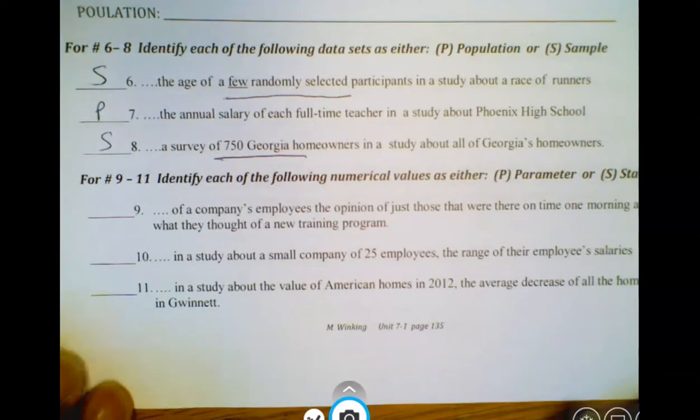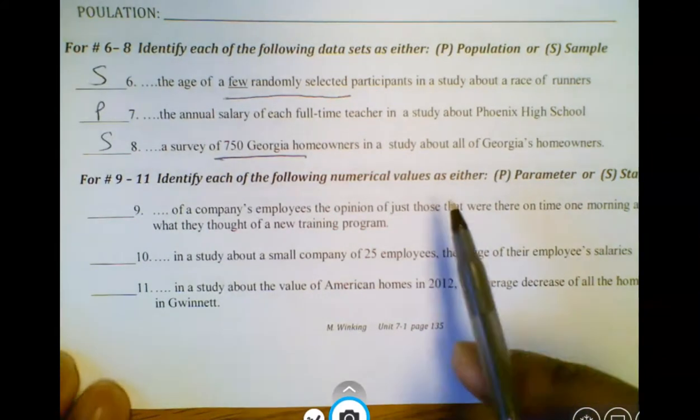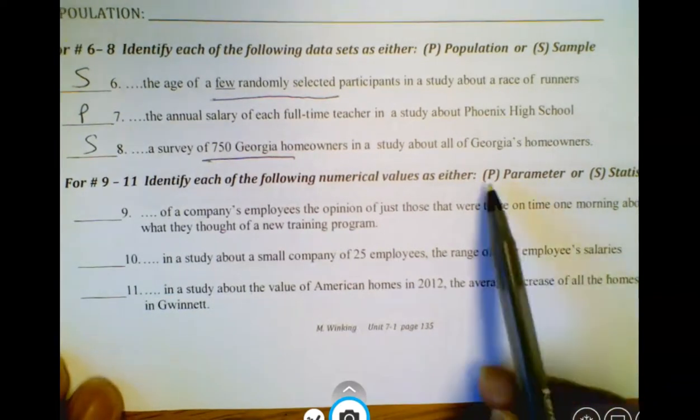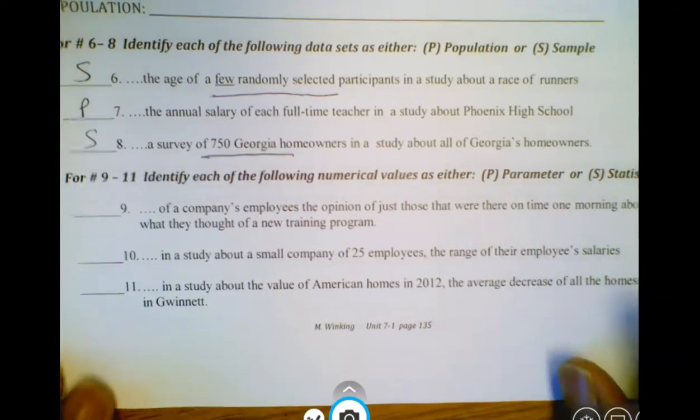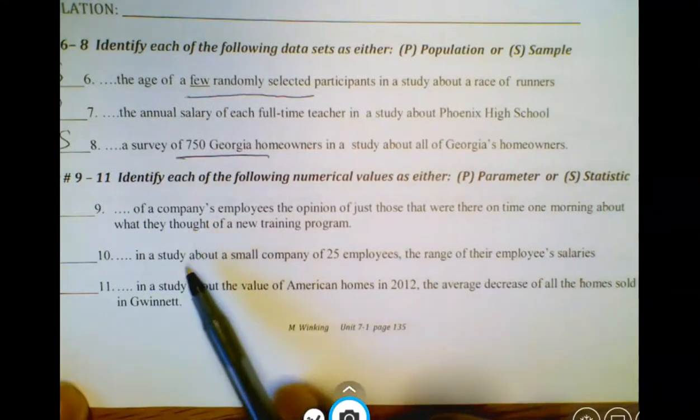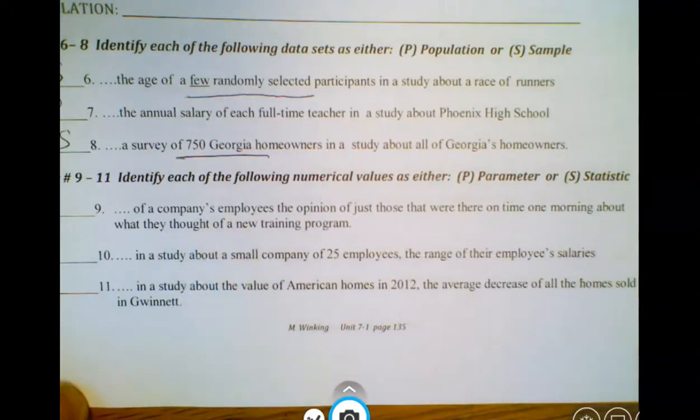All right, now on to the next set. It says identify each numerical value as a parameter or a statistic. Remember, a parameter measures the population, and a statistic measures the sample. So right now, read these 3 and answer them as parameter or statistic. I'm going to pause again and let you have a chance to think about them on your own. I suggest you pause it too.